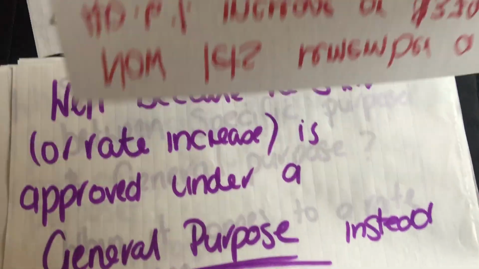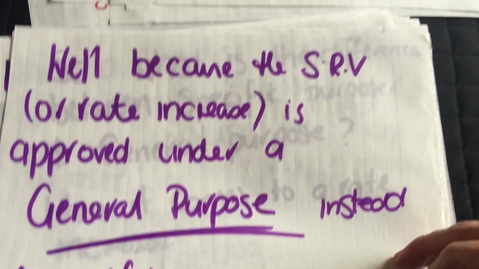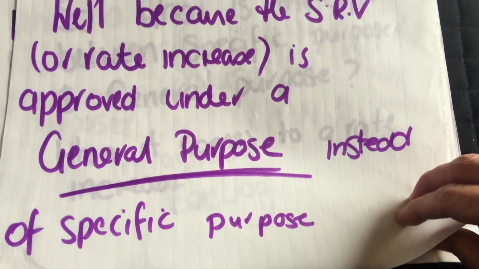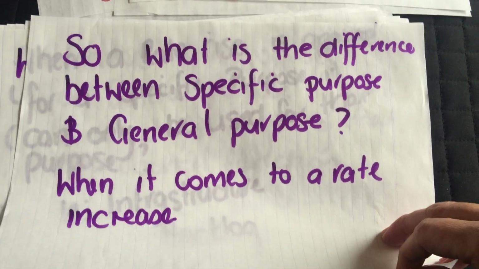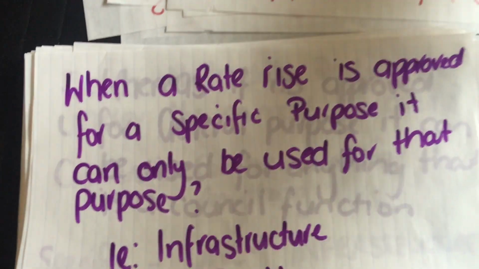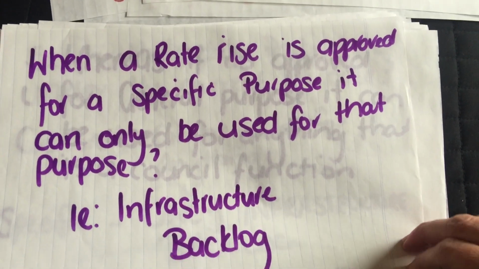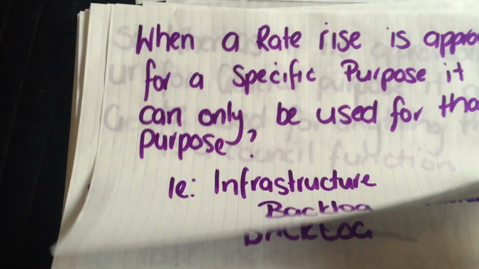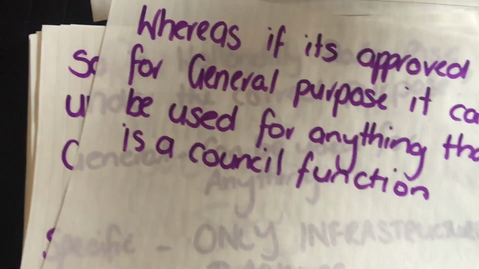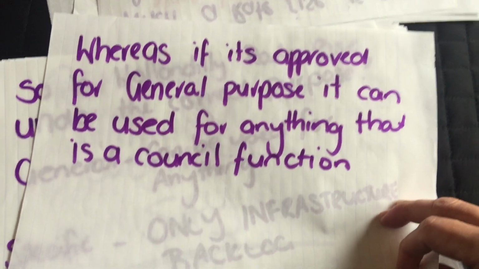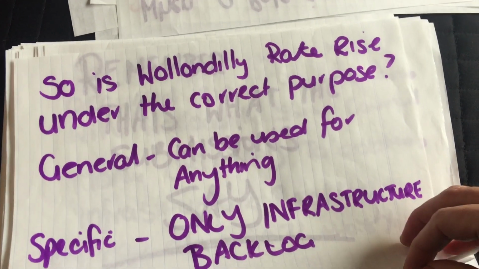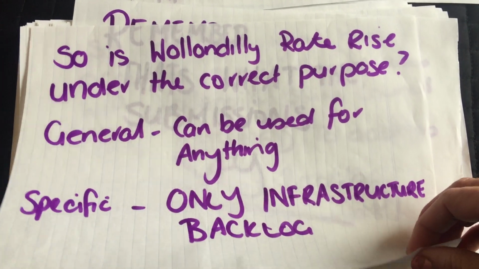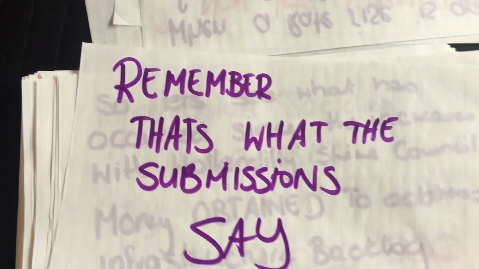That's a fact. How? Well, because the SRV or rate increase is approved under a general purpose instead of specific purpose. So what is the difference between specific and general purpose when it comes to rate increases? When a rate rise is approved for a specific purpose, it can only be used for that purpose, i.e. infrastructure backlog. Whereas if it's approved for general purpose, it can be used for anything that is a council function. So is Wollondilly rate rise under the correct purpose? General can be used for anything, specific only infrastructure backlog. Remember, this is what the submissions say.